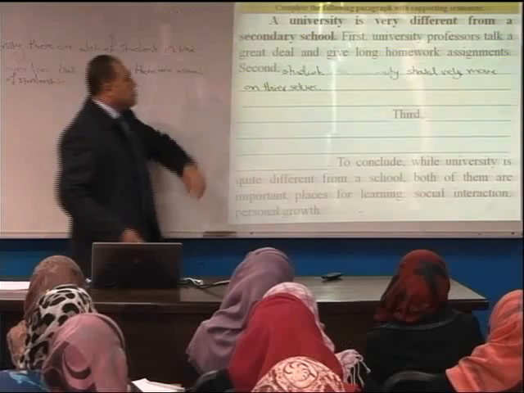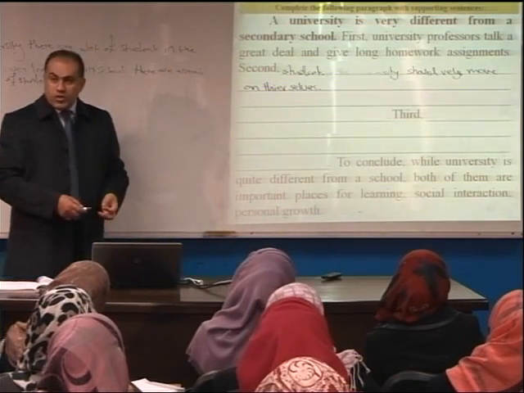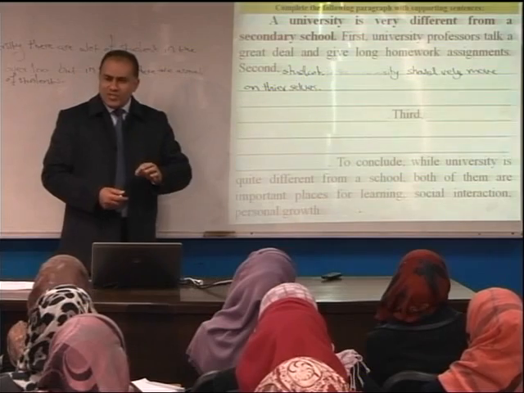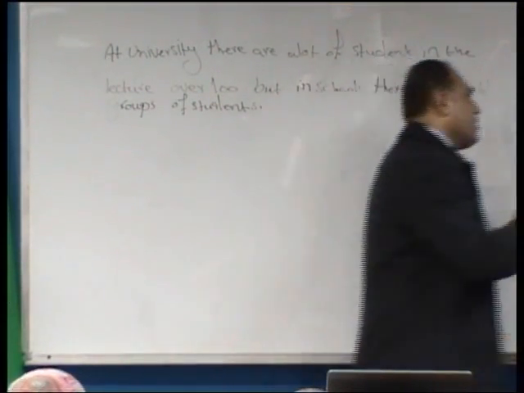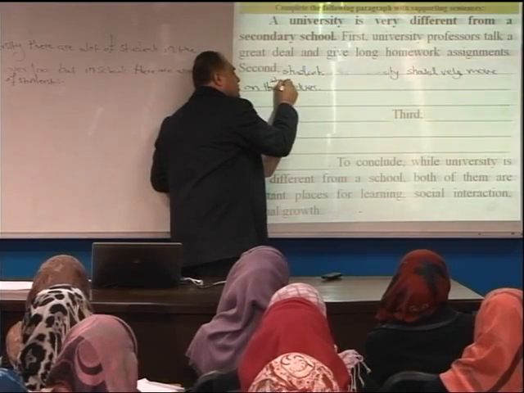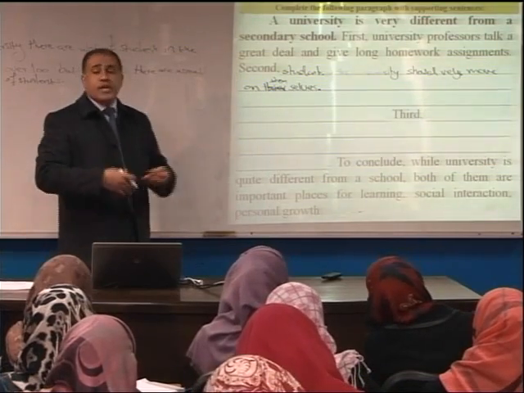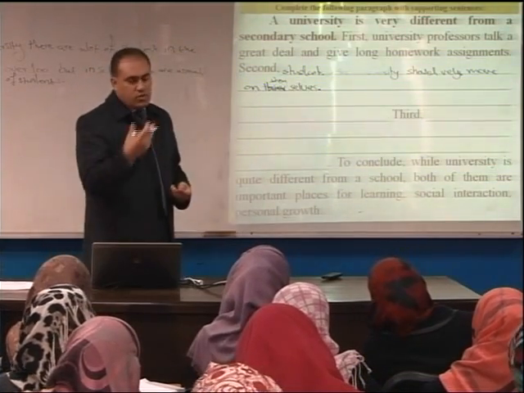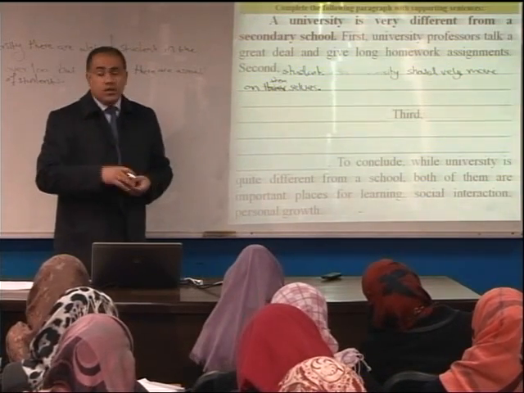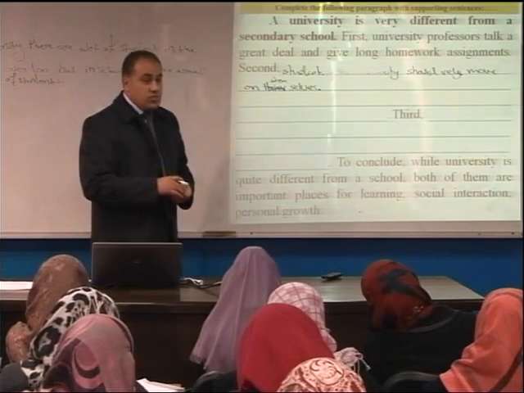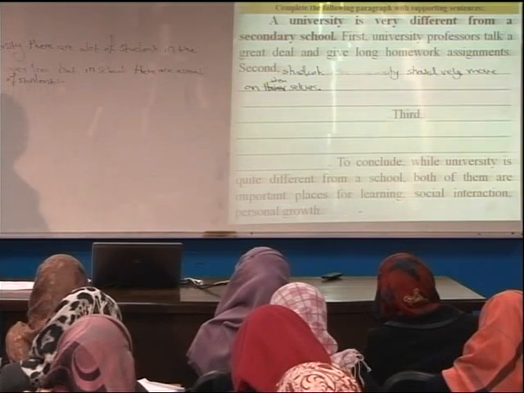Let's see one. Second, students in the university should rely more on themselves. Okay? What is wrong here? Is there any comment here? On themselves or themselves? Themselves. Okay, on themselves. Very nice. Is this a good idea? Yes, it is a very good idea. Students should be independent, or are expected to be independent at university, to depend or rely on themselves most of the time for their learning. I'm going to write it in a minute now.